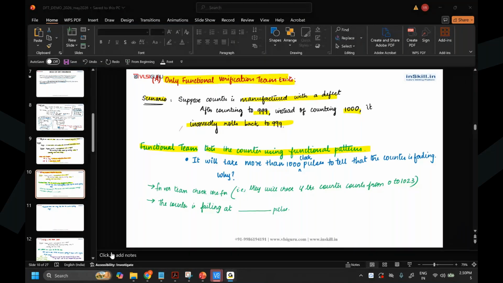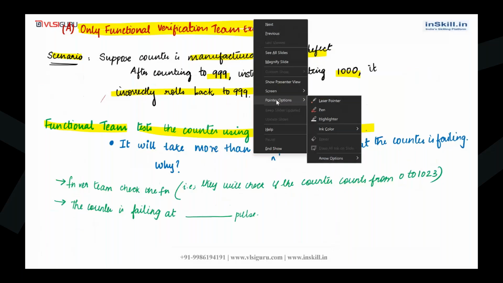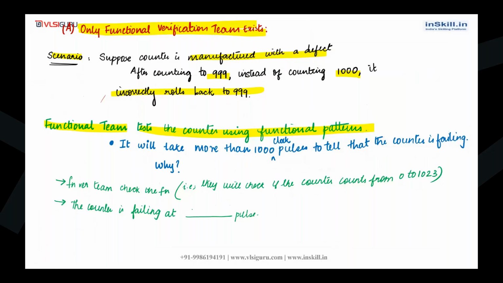The counter is failing at the 1000th pulse. At which count is the counter failing? The counter is failing at the 1000th pulse, because at the 1000th pulse only, the counter is again counting 999 instead of 1000.